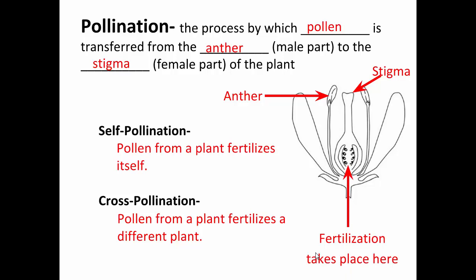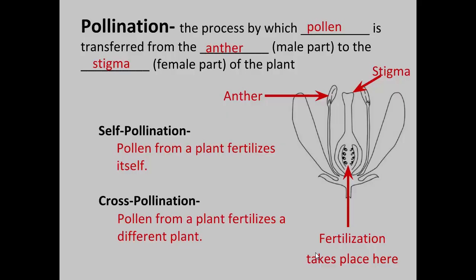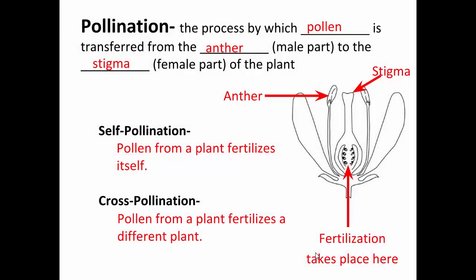That fertilization takes place here in the ovary. A pollen grain lands on the stigma, a tube grows down into the ovary, and then a sperm cell goes down and fertilizes that ovule. Jordan? Can't the bees also help? Excuse me? Can't the bees also help? Yeah, we're going to talk about that.